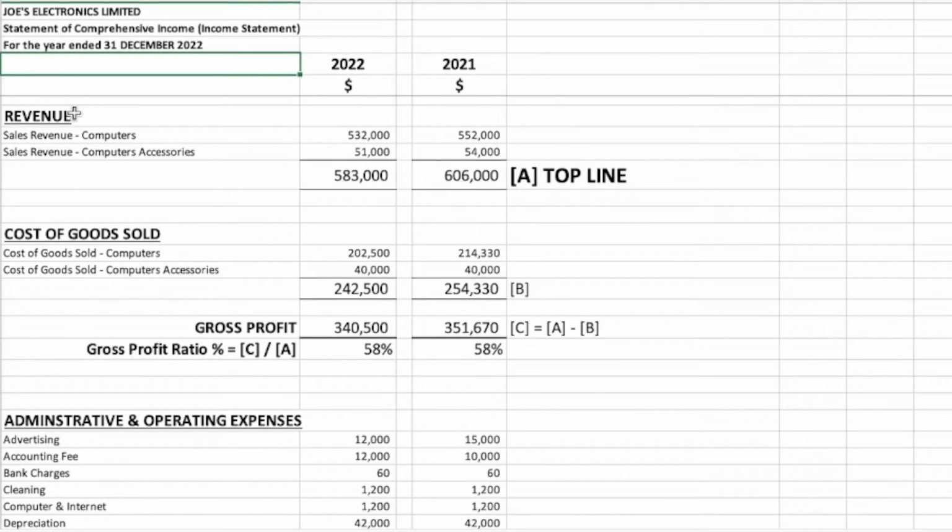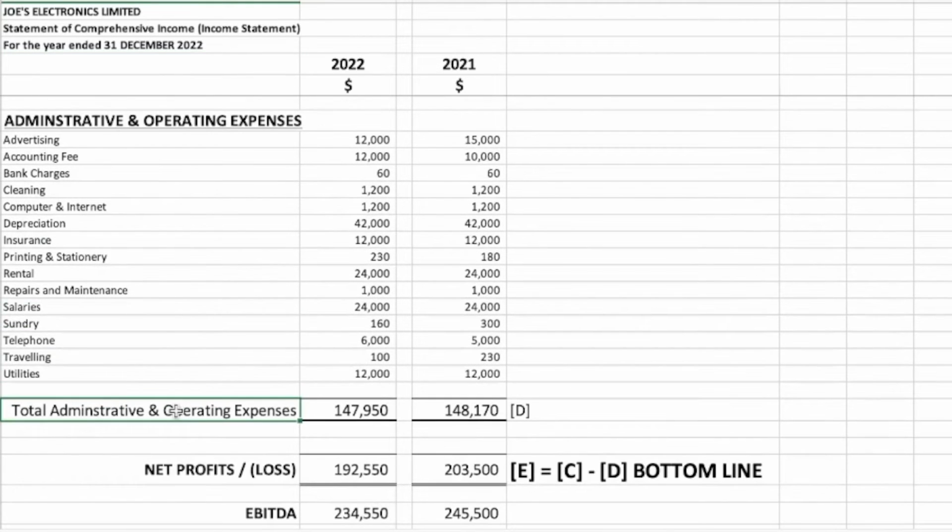So just looking at this income statement here, we see that revenue minus the expenses, we have a net profit of $192,550 for the year of 2022.